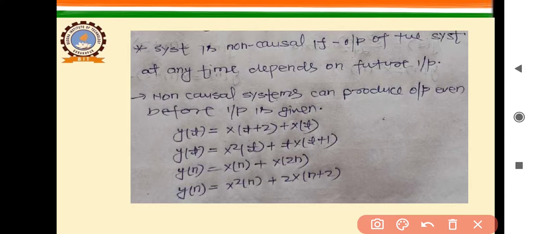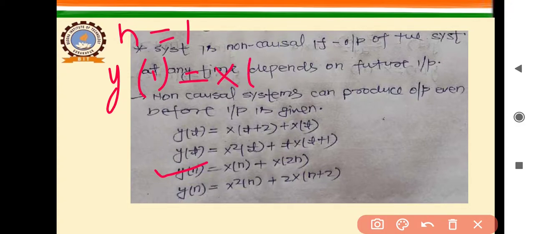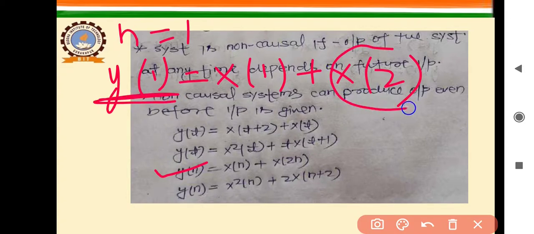The next example is y of n is equal to x of n plus x of 2n. In this case also, if we take n equal to 1, then y of 1 will be equal to x of 1 plus x of 2n, which means x of 2. Then for the output y of 1, the input x of 2 is the future value. The x of 2 is future for y of 1. It means that this system is also a non-causal system.